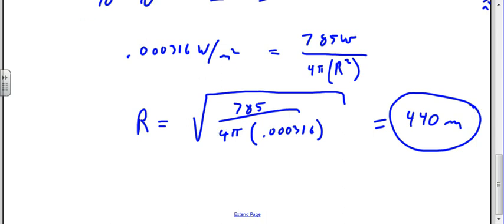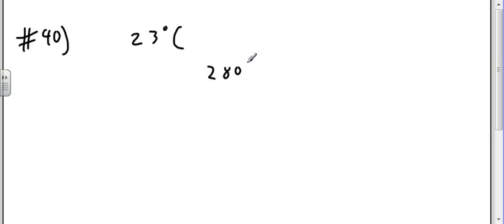Okay, looking at number 40. A pipe in air at 23 degrees centigrade is designed to produce 2 consecutive tones, 280 hertz and 320 hertz. How long must the pipe be, and is it open or is it closed?